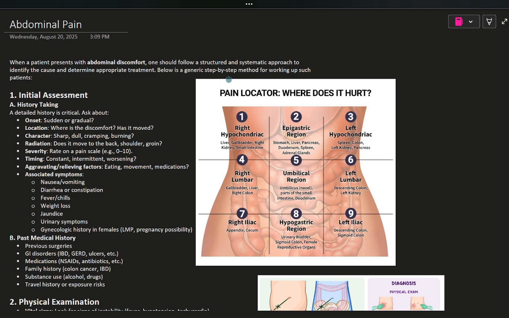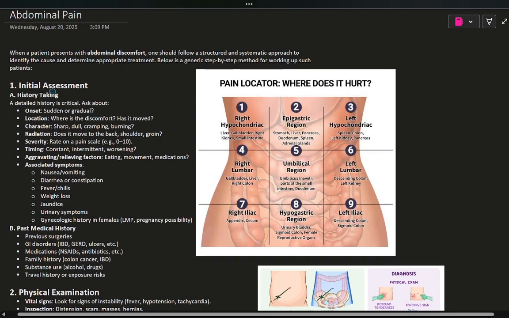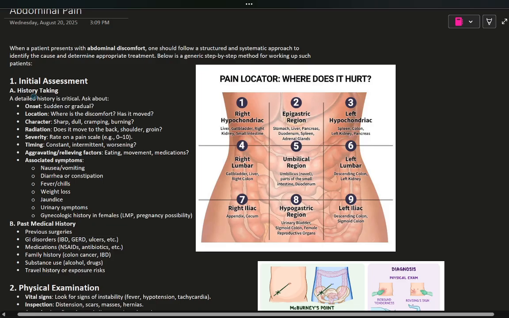Step-by-step method that is typically used for identifying the potential cause of abdominal pain or discomfort. First and foremost, it is important to take a thorough history. And so it is important to ask the patient about the onset of the pain, whether the pain was sudden or gradual. Also the location of the pain. Where is the discomfort happening? Has the pain moved to other parts of the body?